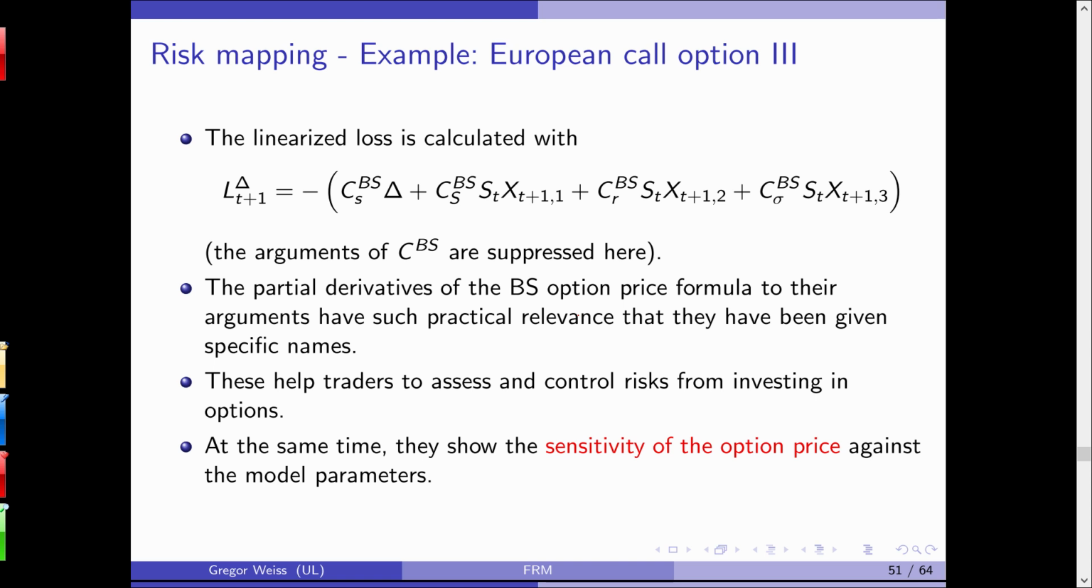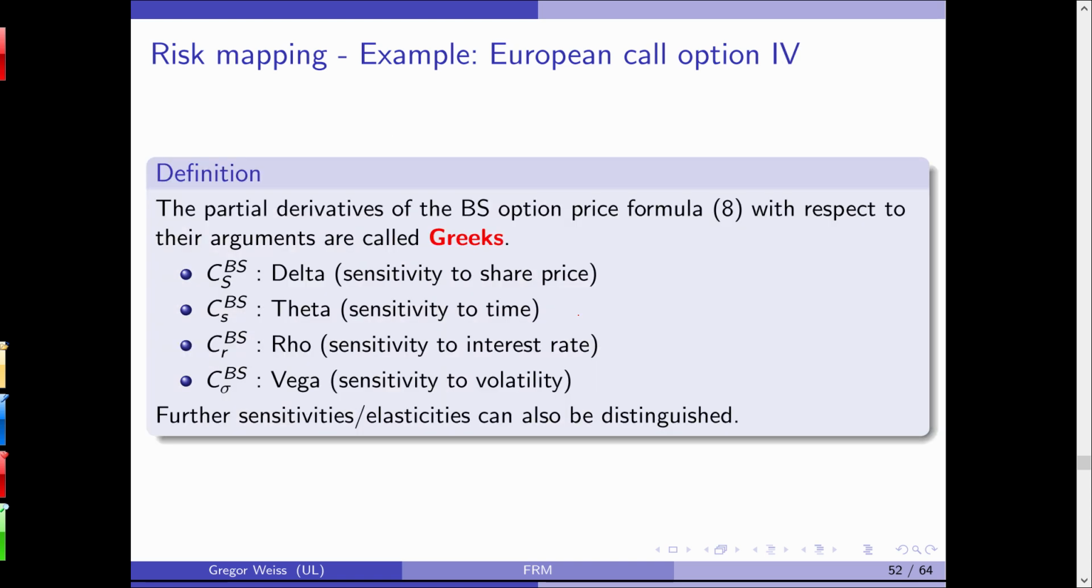The partial derivative with respect to the interest rate, R, is called the option Rho, and so on. I think, yeah, on this slide, the option Vega, the option Rho, the option Theta, and the option Delta. And those are the Greeks.